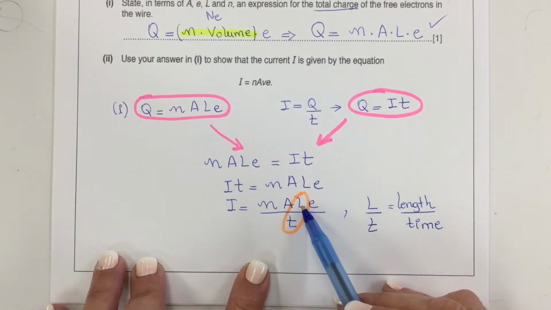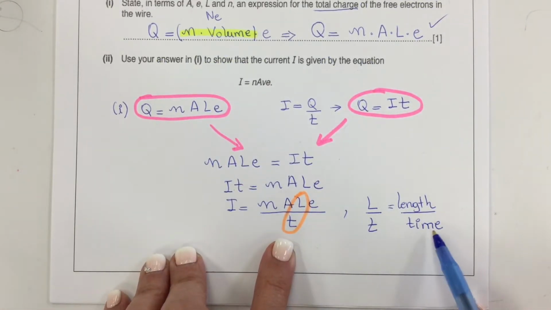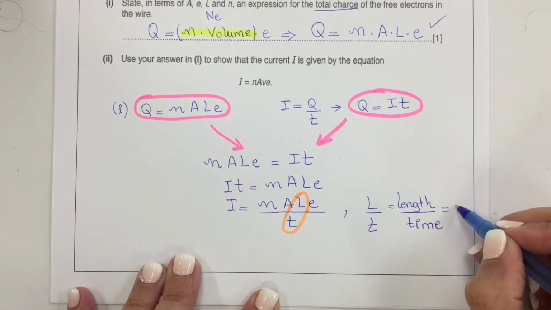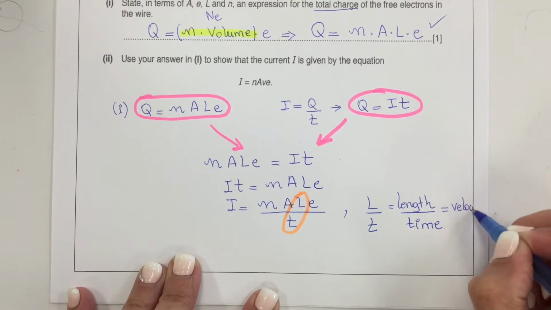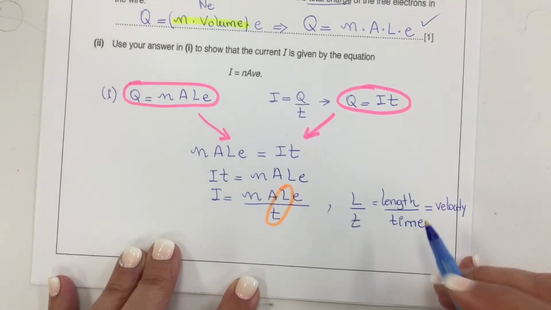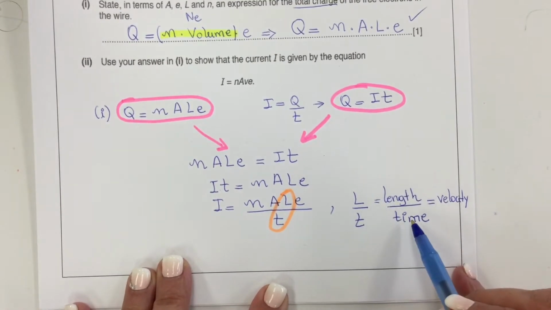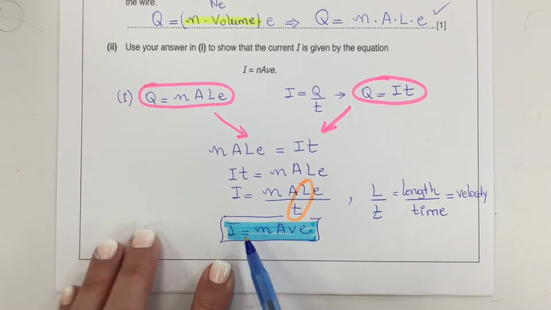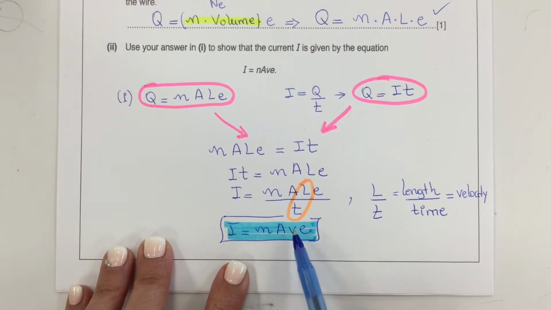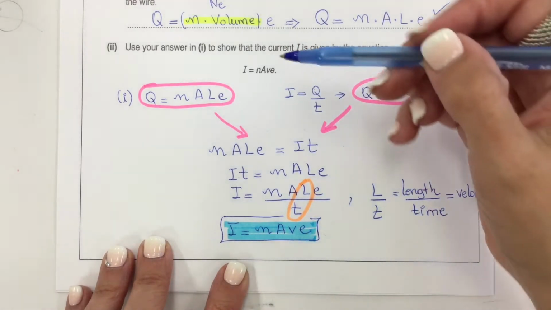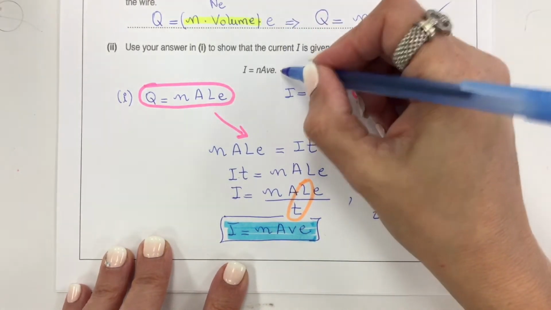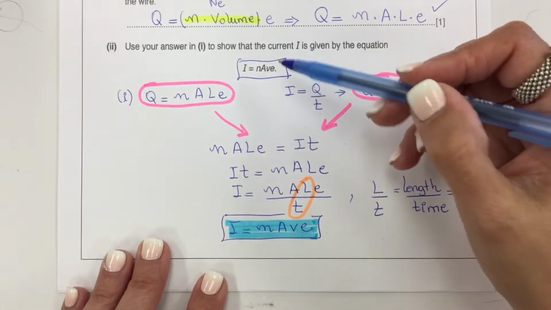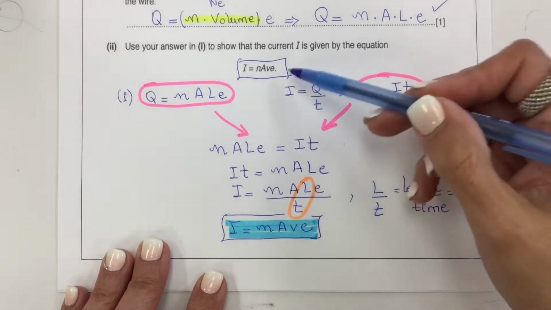Now, L over T is length over time. This is speed or velocity. Velocity is length over time. Now, the final answer, current, is NAVE, which is exactly the equation that I need to demonstrate, that I can be given by these variables.